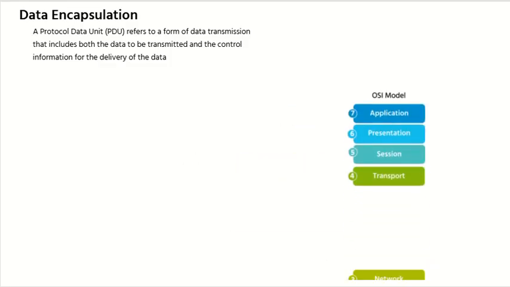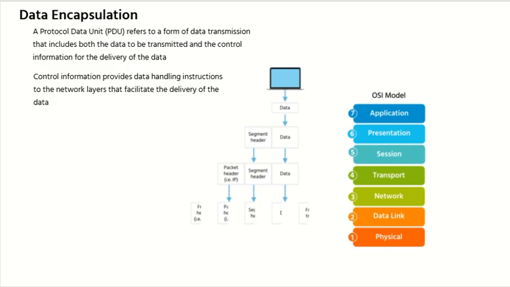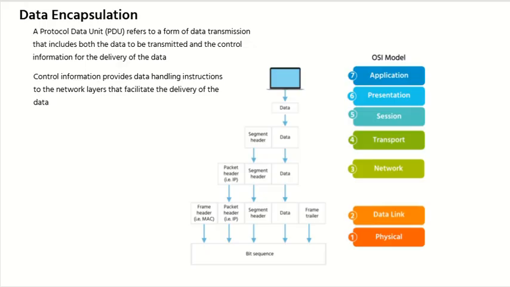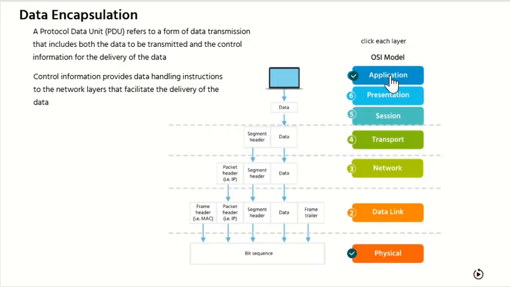Data encapsulation in the OSI model refers to the process of adding headers, and sometimes trailers, to data as it moves down the layers of the OSI stack. Each layer of the OSI model has its own form of encapsulation by adding its own specific header to the data from the upper layer. The PDU is given a different name at each layer to represent its role. Take a look at each layer.